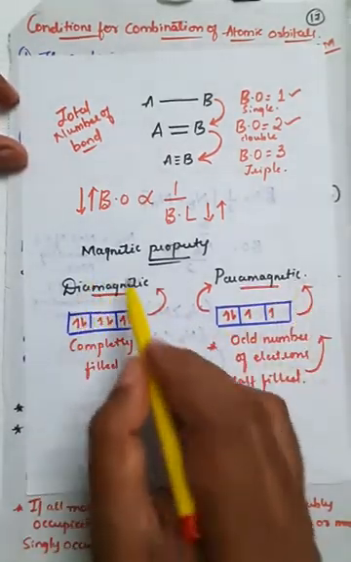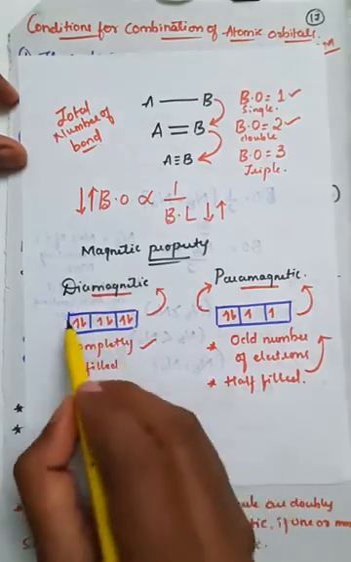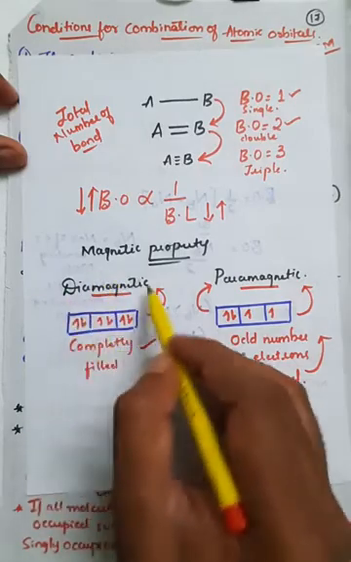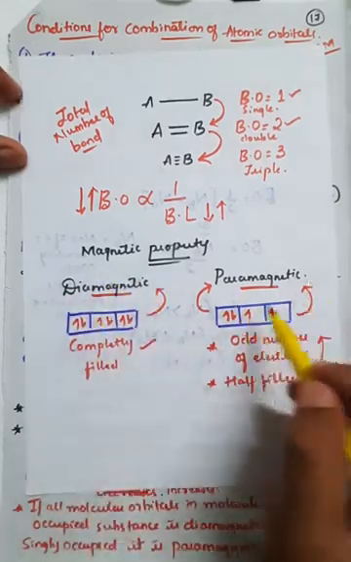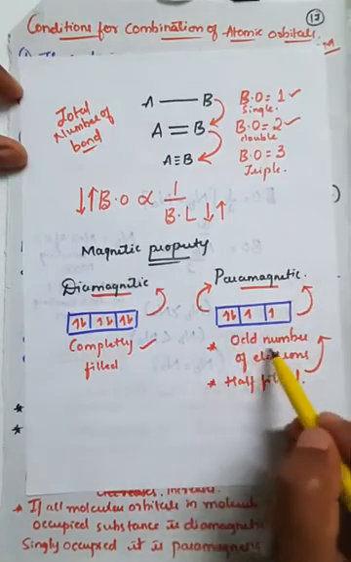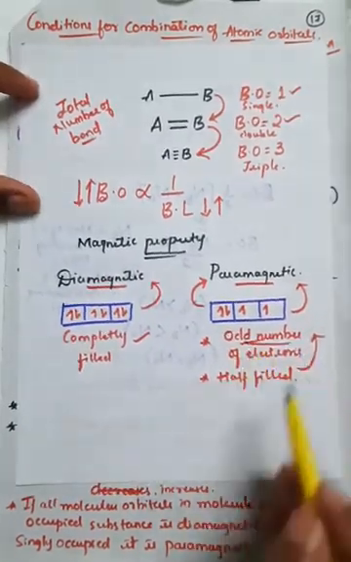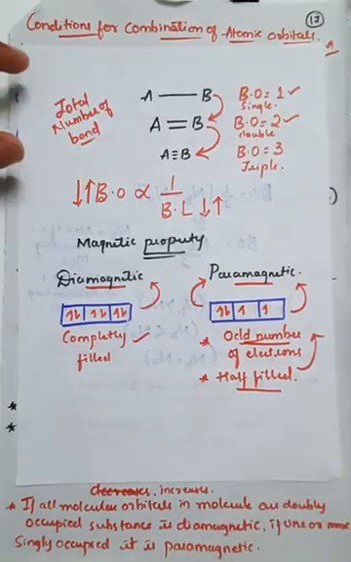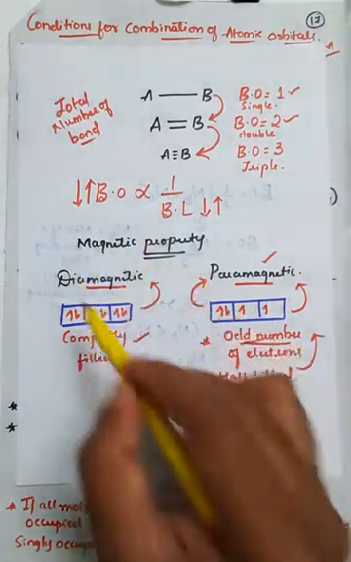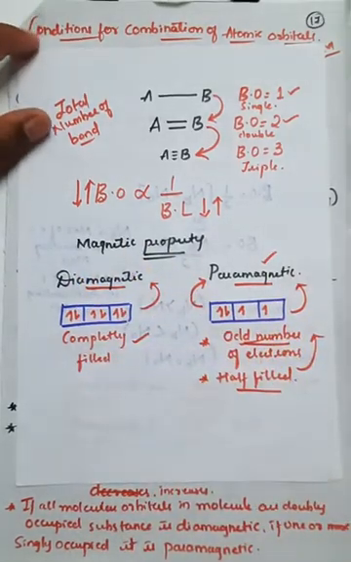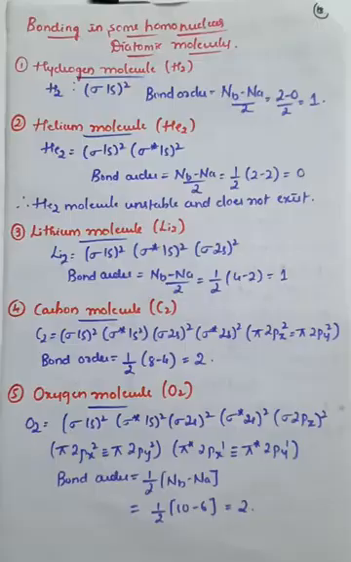Remember, diamagnetic is nothing but whenever all the orbitals are completely filled or doubly filled, so we will call it a diamagnetic substance or diamagnetic molecule. But in paramagnetic, what happens? If it is having an odd number of electrons or a half-filled electronic configuration, then the molecule is called paramagnetic. Remember, this is also very important in predicting the magnetic property of the molecule.